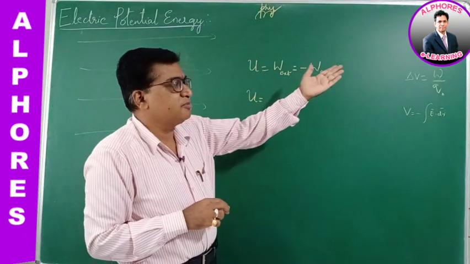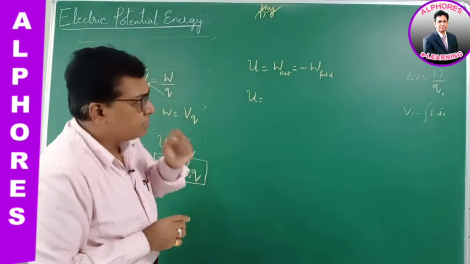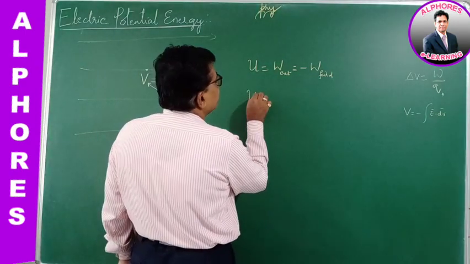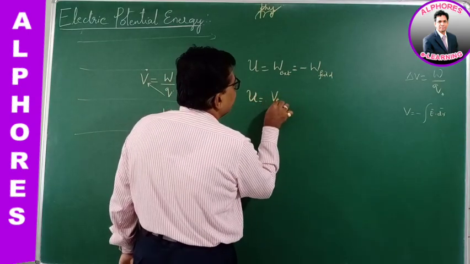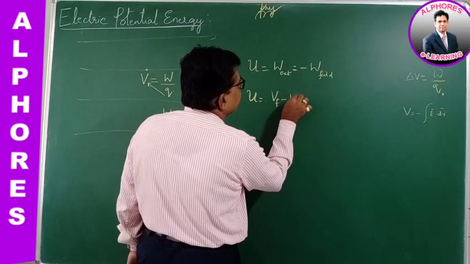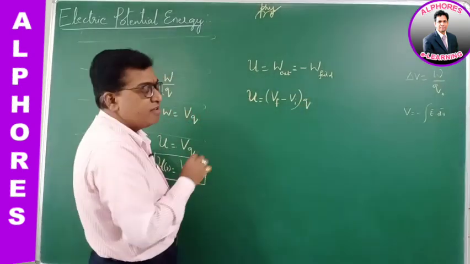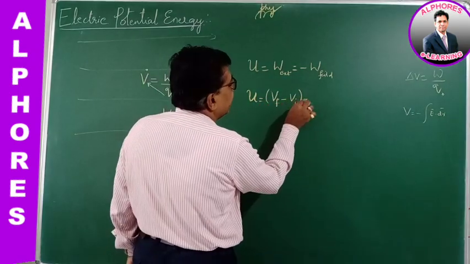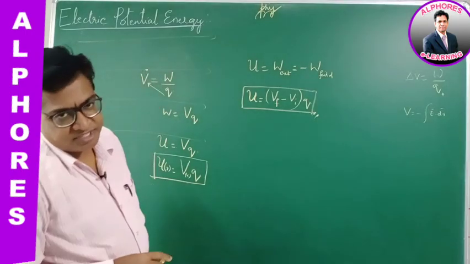Well, work done is potential into charge. So the potential energy is the final potential at the final point minus the potential at the initial point, into Q. Vf minus Vi into Q. So this way you define the potential energy of the system, right?